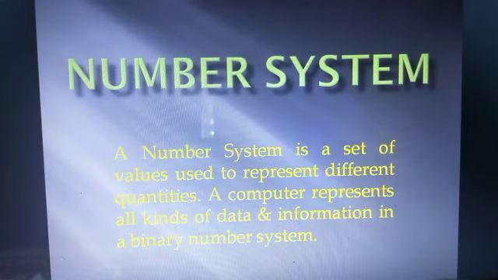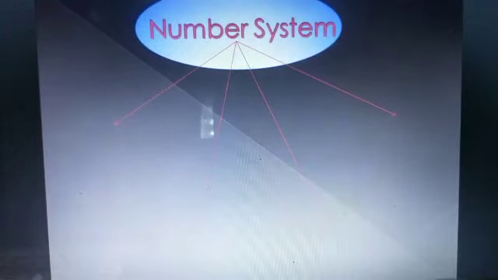What is a number system? A number system is a set of values used to represent different quantities. A computer represents all kinds of data and information in a binary number system. Number system is a set of values used to represent different quantities. The computer represents your data or information only by using the binary number system. That is why the binary number system is also called the mother tongue language of the computer. Now let's move to the types of number system.